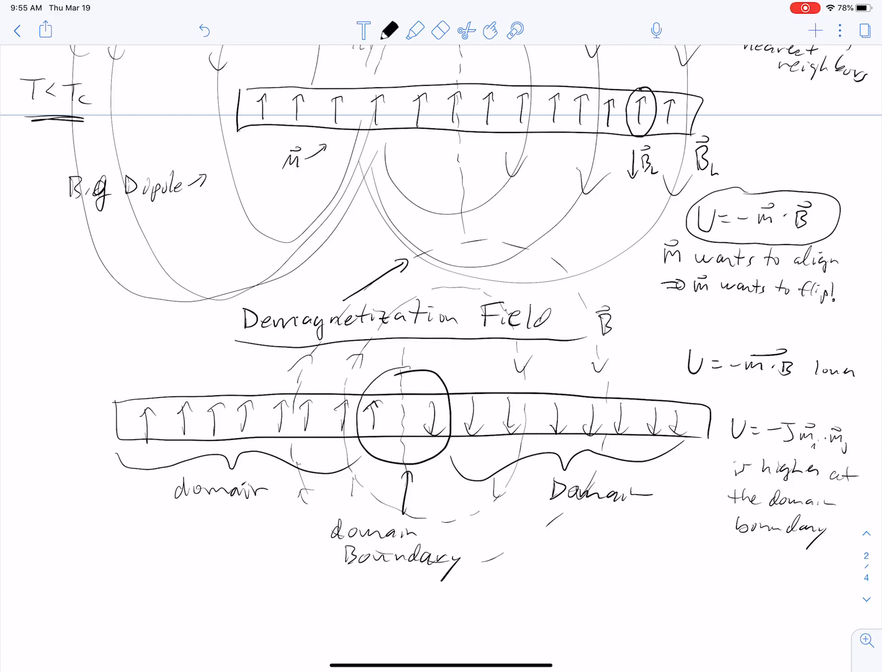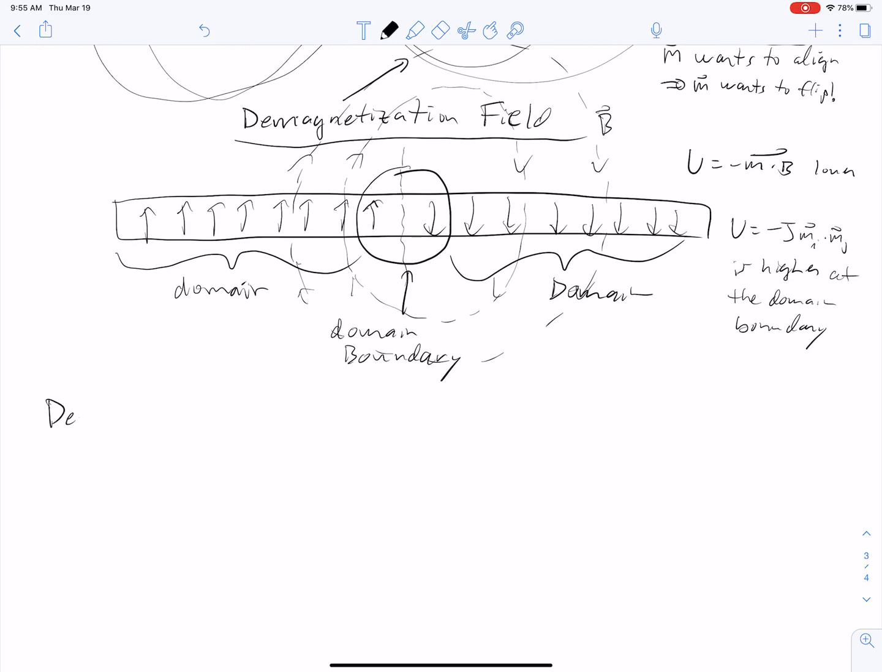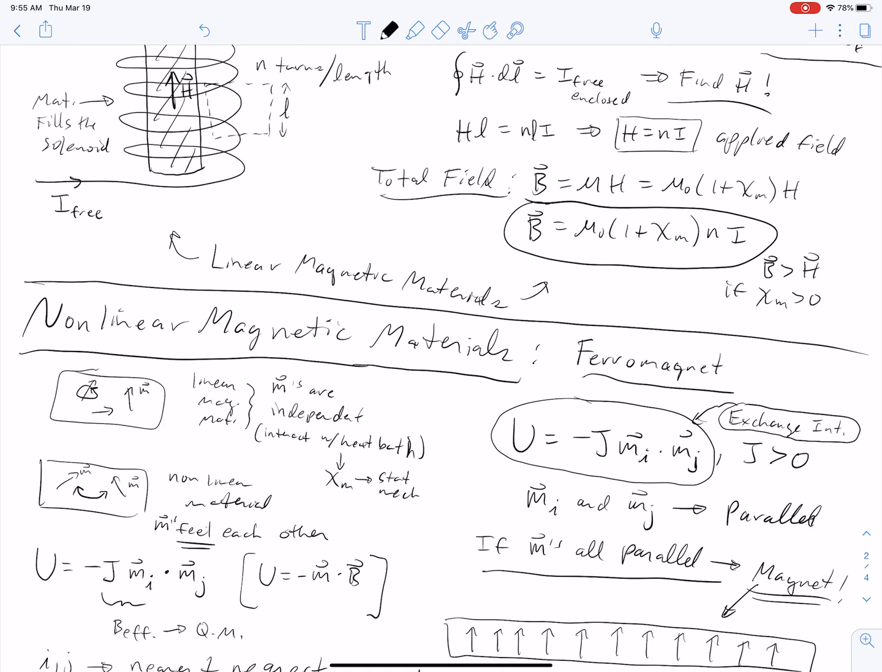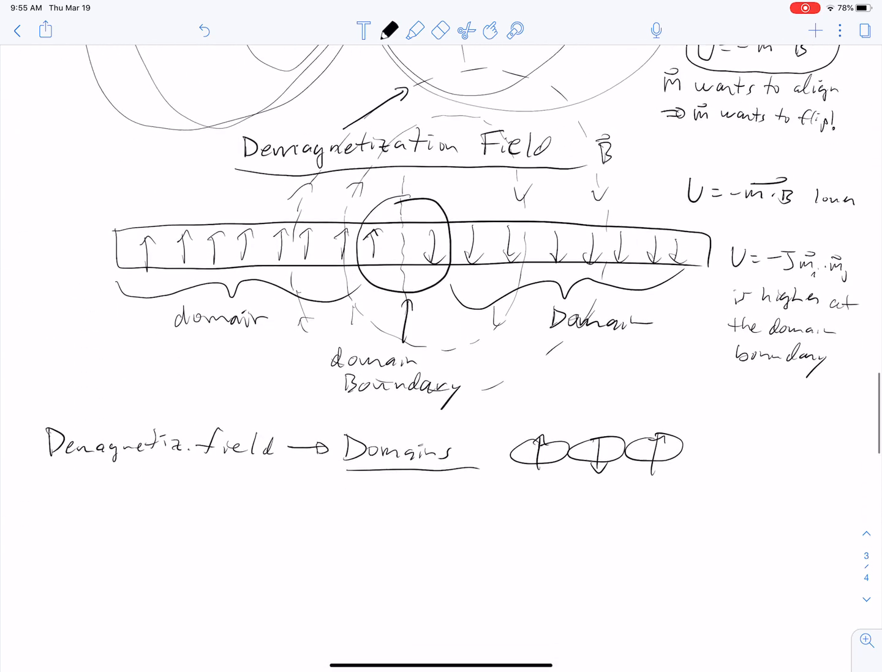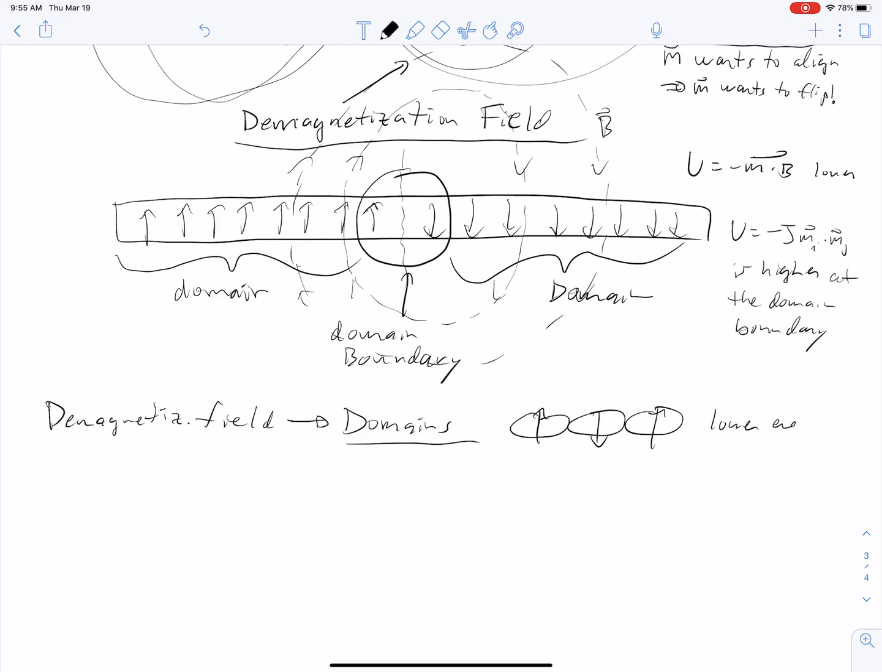So this is the bottom line. The demagnetization field creates domains. And domains means that the magnetization is not all constant. You have chunks. You have one chunk that's up, but it's next to another chunk that's down, which is next to another chunk that's up. You have these domains, and that lowers the energy. The domains lower the energy, but the domain boundaries raise the energy. Domain boundaries cost energy.